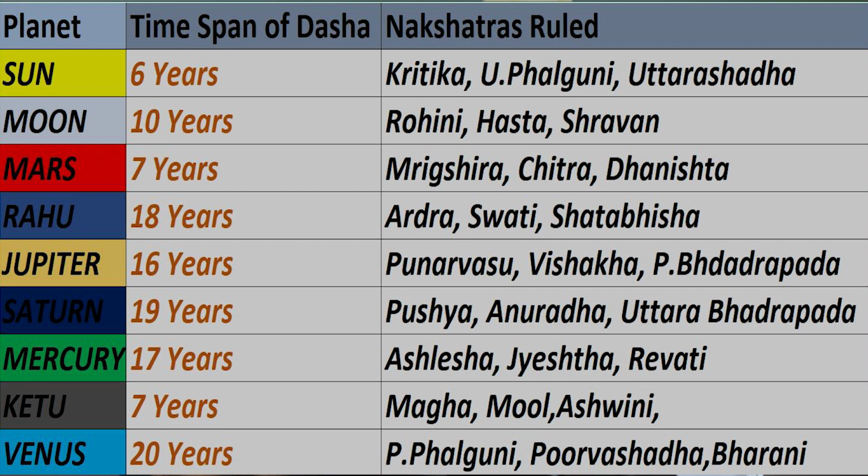Jupiter. Punarvasu, Vishakha and Purva Bhadrapada are ruled by Jupiter. Saturn. Pushya, Anuradha and Uttara Bhadrapada are ruled by Saturn. Mercury. Ashlesha, Jyeshtha and Revati are ruled by Mercury. Ketu. Magha, Mula and Ashwini nakshatra are ruled by Ketu. Venus. Purva Falguni, Purvashadha and Bharani are ruled by Venus. This is how each planet rules 3 nakshatras, 9 planets, 27 nakshatras.